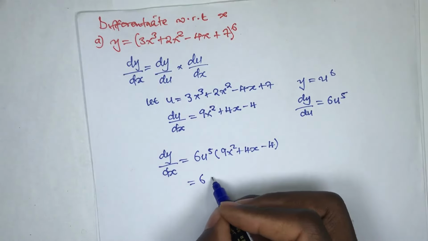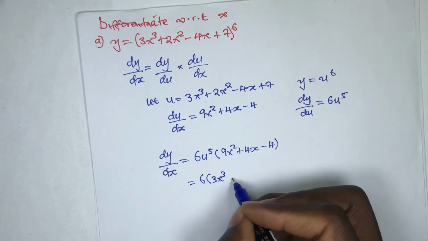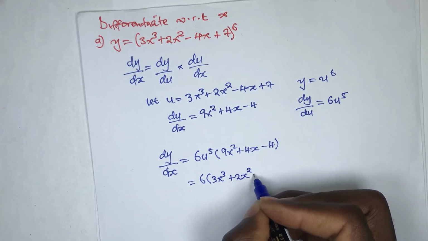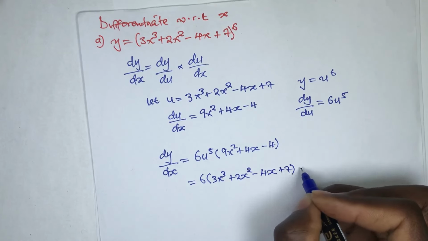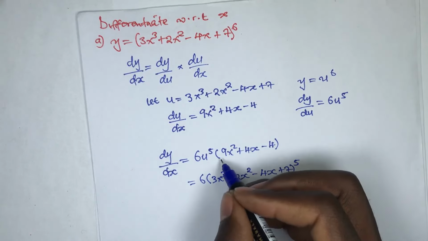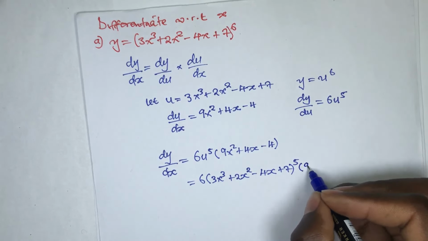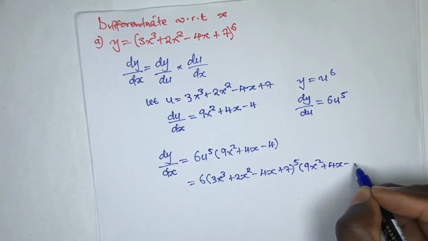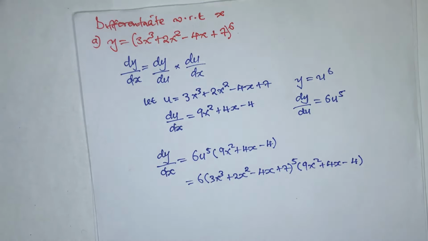So we have 6 open brackets 3x cubed plus 2x squared minus 4x plus 7, like this, to the power 5. Then remember there's this function that we're going to multiply this with, so open brackets, 9x squared plus 4x minus 4, like this. So therefore this is our solution.